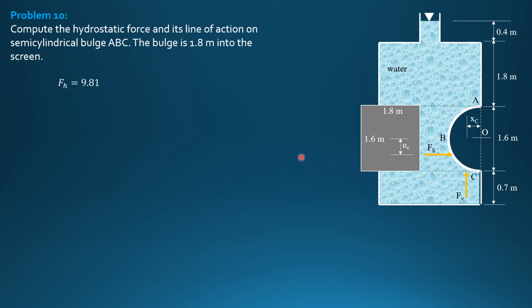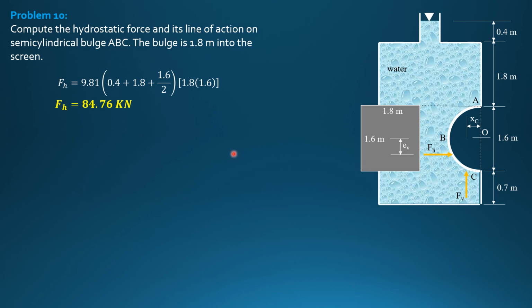So FH is specific weight of water, h-bar, which is 0.4 plus 1.8 plus 1.6 over 2 to reach the centroid of this projected area. And after that h-bar, the area is 1.8 by 1.6. So FH is 84.76 kilonewtons.